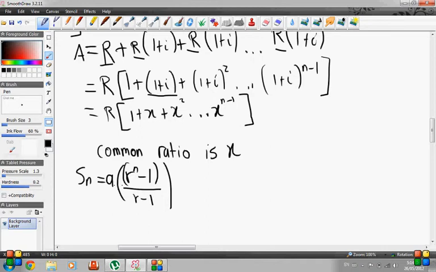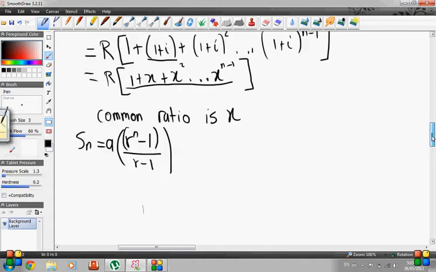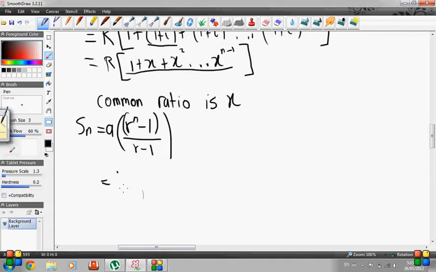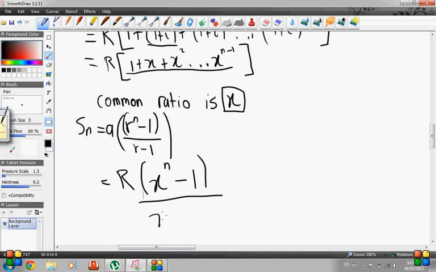So let's look at our A value here. In our geometric series, our A value is R, as you can see from here. So scroll down a bit. We can replace A with R for that. And as we already established, the common ratio is X. So we can rewrite that as X to the power of N minus 1 divided by X minus 1.